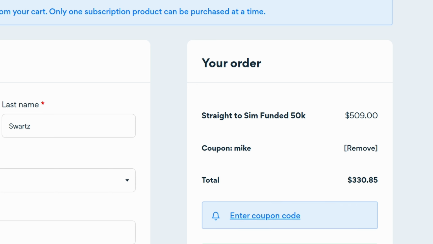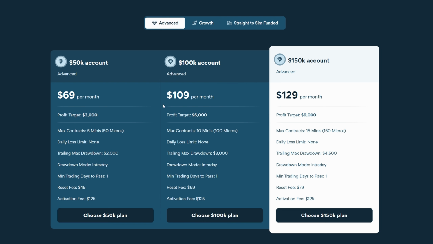We'll say $44 plus $125, that is $169. If we compare it to Apex's current sale, which you can get a 50K account for roughly $33, and then you add a $140 activation fee, you can actually see it beats Apex by a few dollars. However, what if I told you there's a better plan than even the advanced plan?